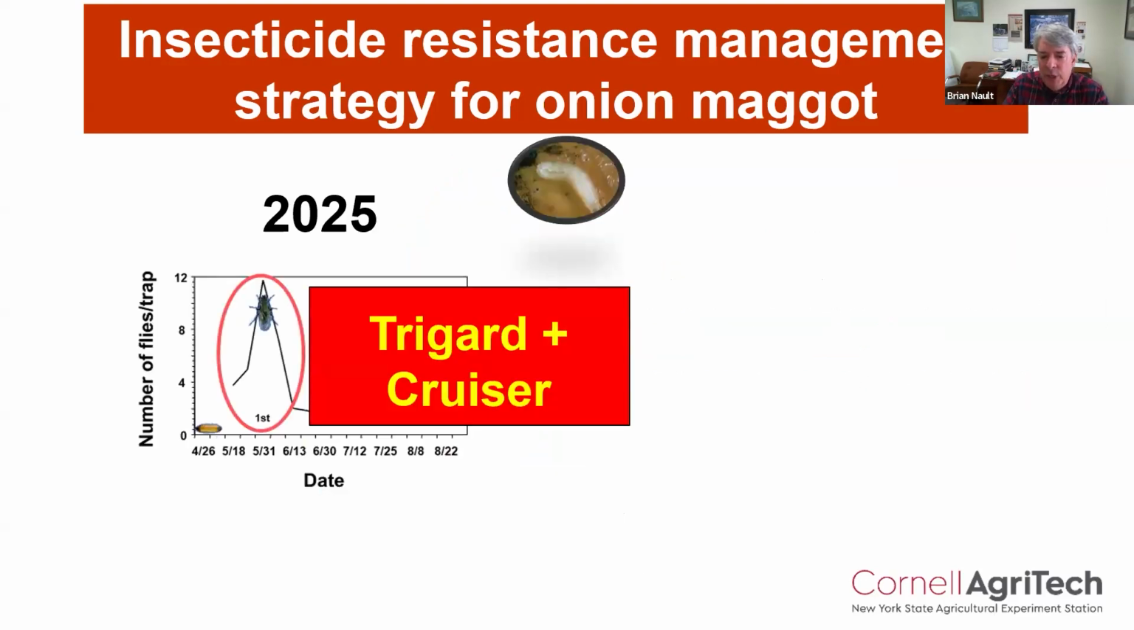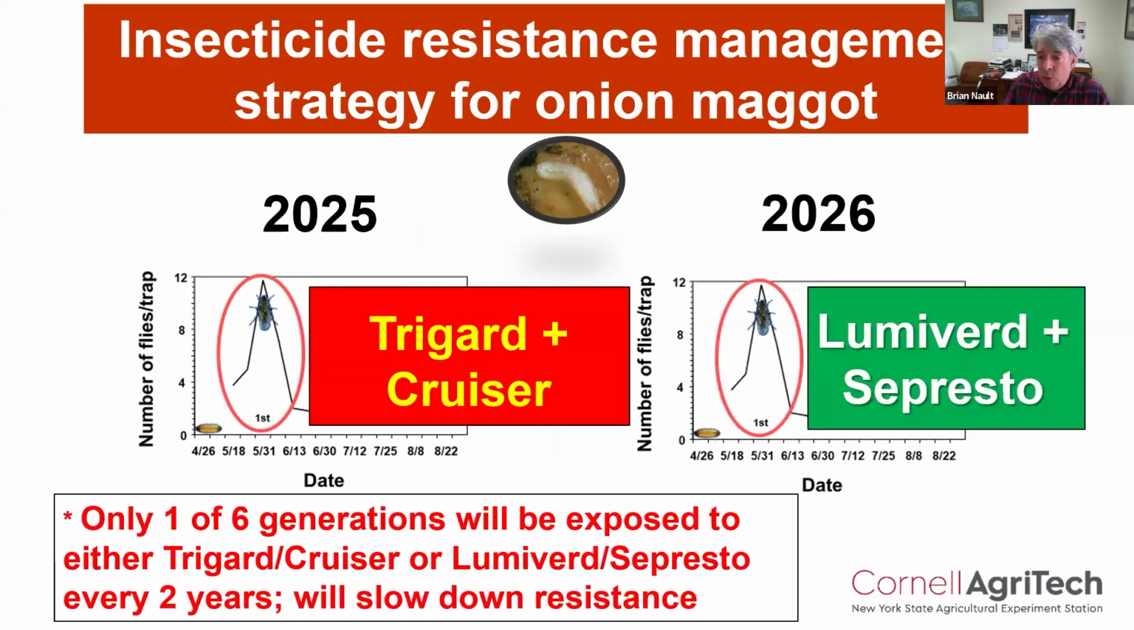So let me go through a real world example. In 2025, a lot of our growers are using Trigard plus Cruiser. Well, maybe in 2026, it can be switched up to Lumivert plus Sopresto, or maybe even Sopresto alone. The idea behind this is that over the 2 years, there are 6 generations of maggots, but by doing this type of rotation, only 1 out of the 6 generations will be selected to become resistant to the active ingredient that we want to preserve, which would be Trigard, Lumivert, or even Sopresto.